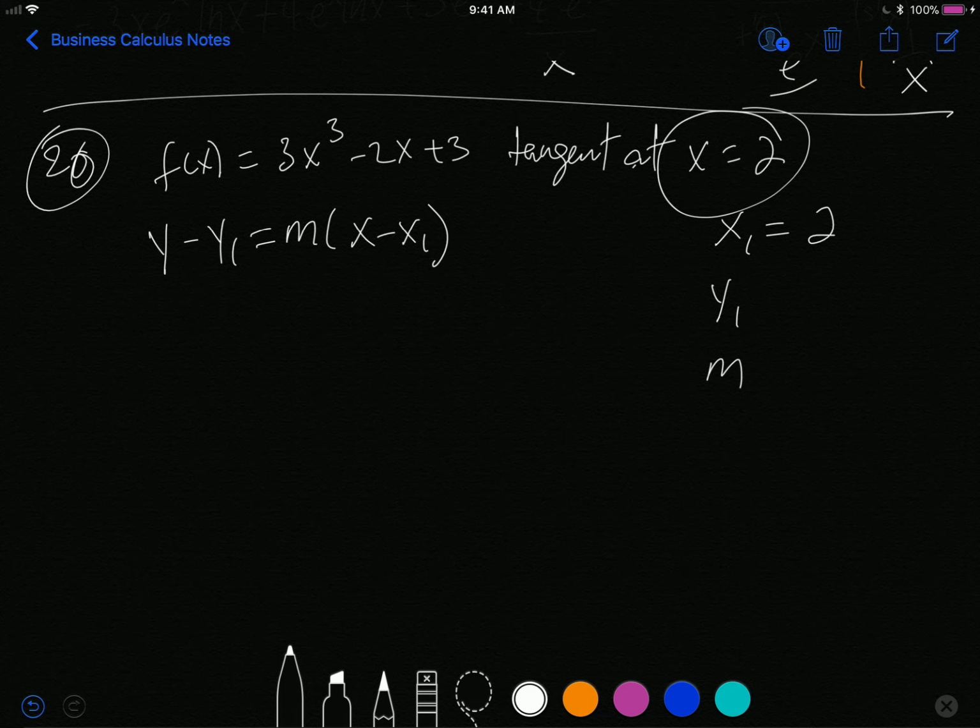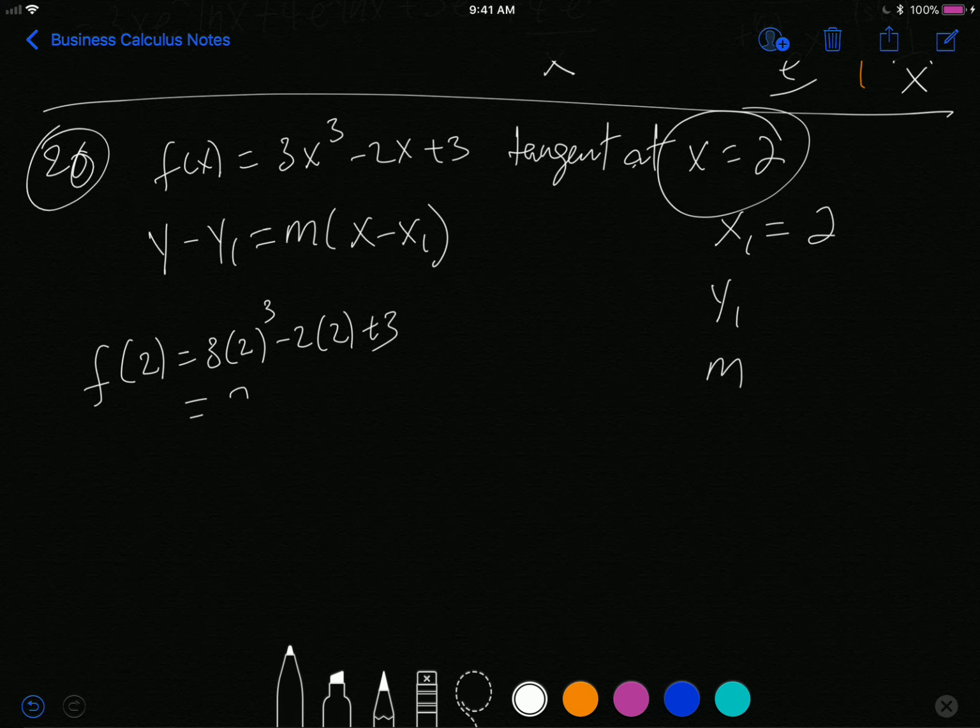To find y1, I simply plug in x1. So that's 3 times 2 to the third power minus 2 times 2 plus 3. And that is, using my handy dandy calculator, 2 cubed minus 2 times 2 plus 3. That is equal to 23. And so therefore that is my y1.